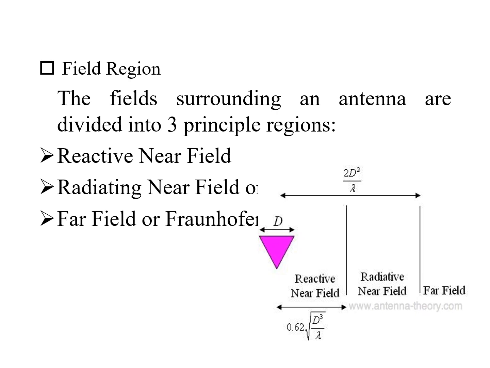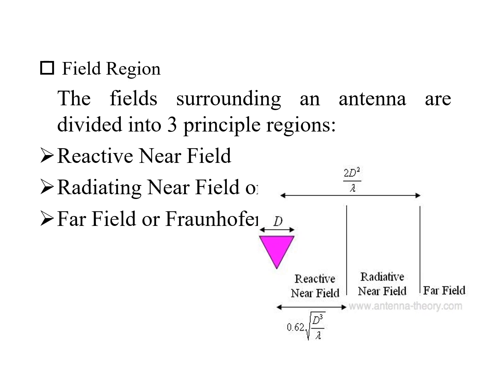Next is the radiating near field region. In this region, the field of the antenna lies between the reactive near field and the far field. The inner boundary is 0.62 square root of D cubed by lambda, and the outer boundary is R equal to 2D squared by lambda. In between is called the radiating near field region. Then the far field region is greater than 2D squared by lambda.